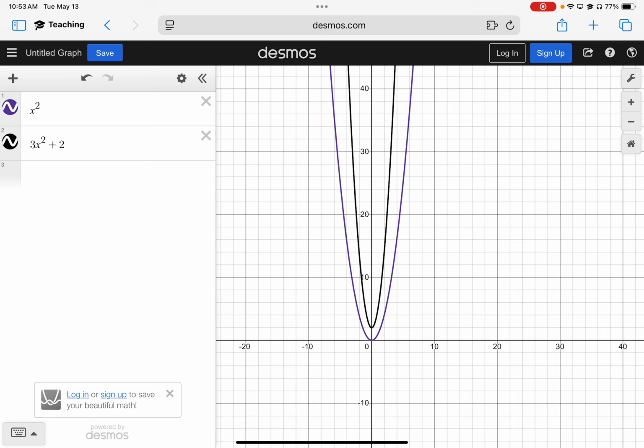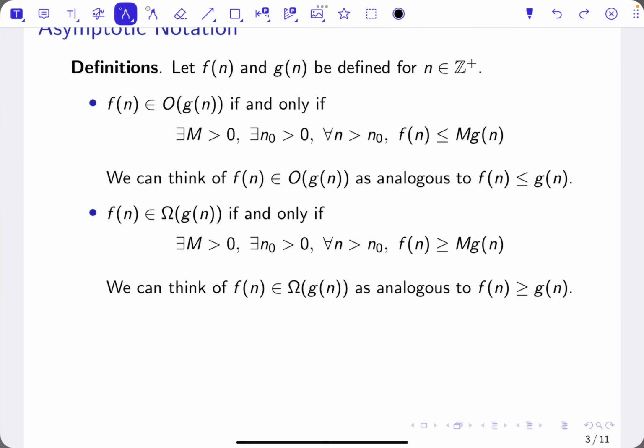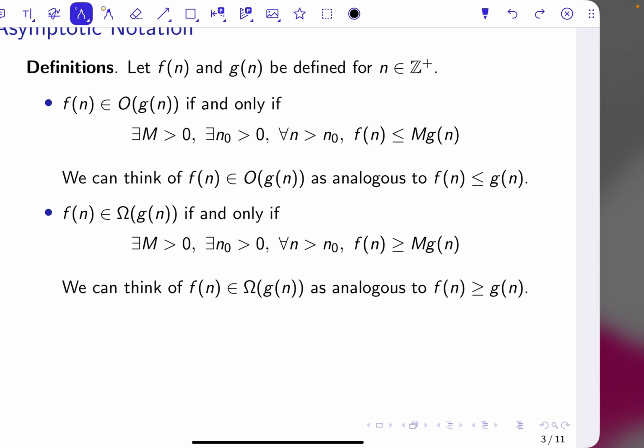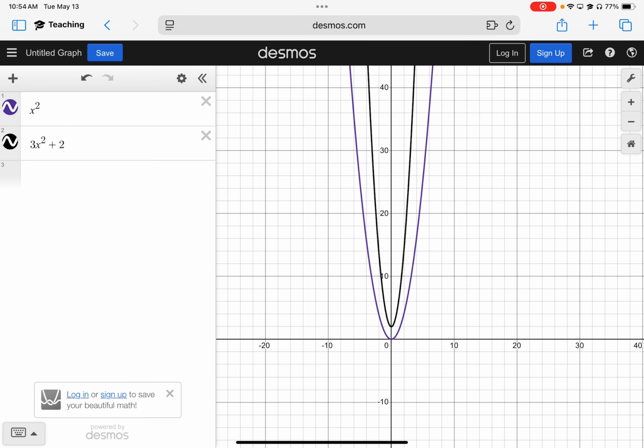Because to fulfill the definition of big O, you need to find m and n naught such that for all n greater than n naught, f of n is less than or equal to m times g of n. And for this example, we can just choose m equals 1. So the function that the other function is in big O of isn't being multiplied by anything. And set n naught to 0. So it's true for all positive n. Not a very interesting example.